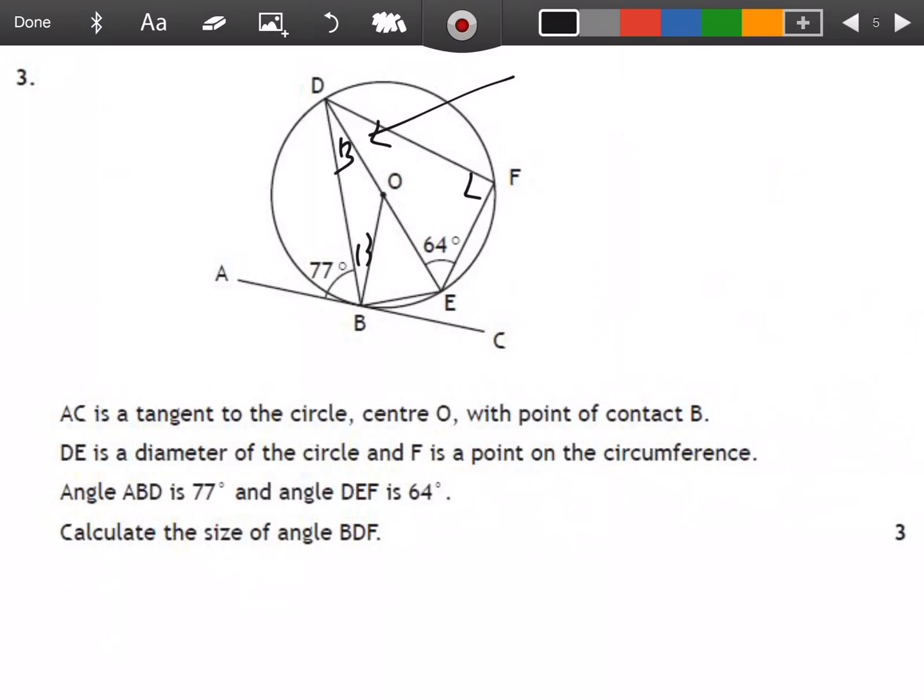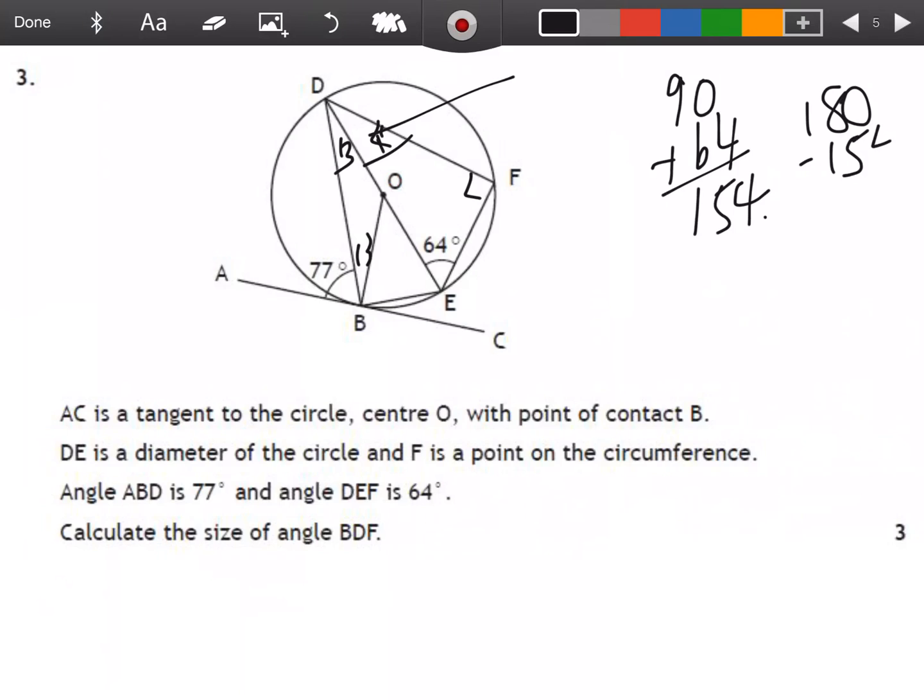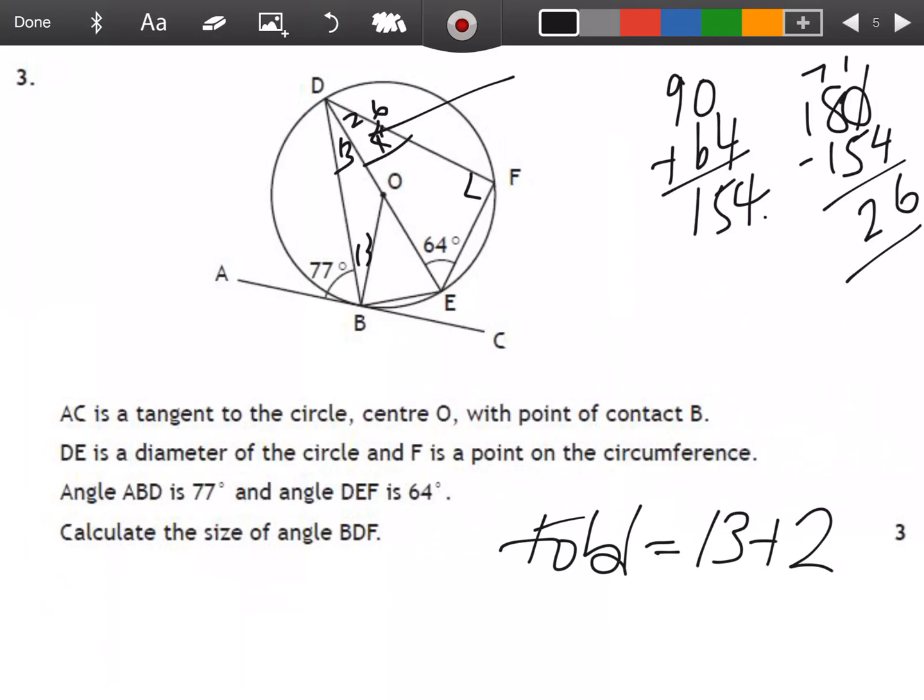To get this wee one here at the top, this is a right angle triangle on the side, so 90 add 64 is 154. Remember, non-calculator. How do I find this one here, the one beside the 13? Well, the 3 angles in a triangle need to add up to 180, so I'm going to take the 154 away from 180, which leaves you 26. So the one beside the 13 is 26. So the total size of that angle BDF would be 13 and 26, 39 degrees.